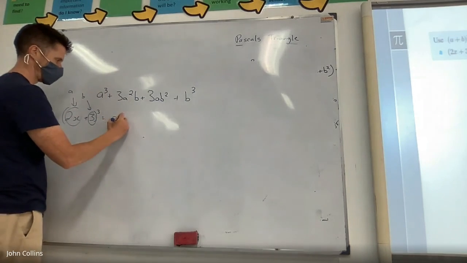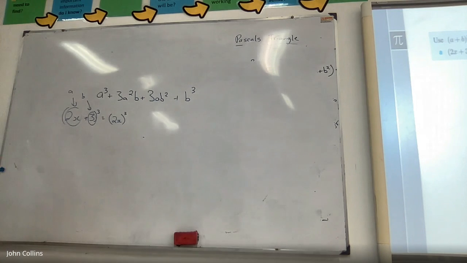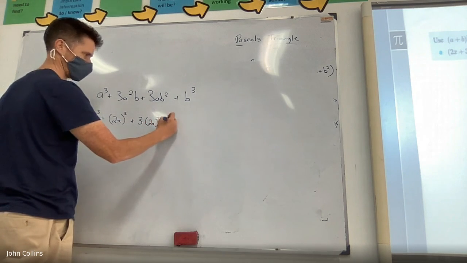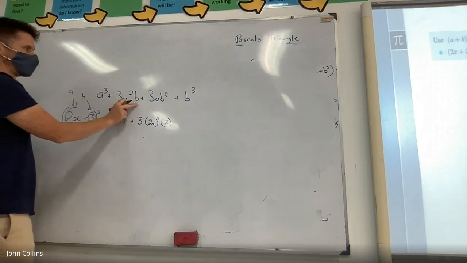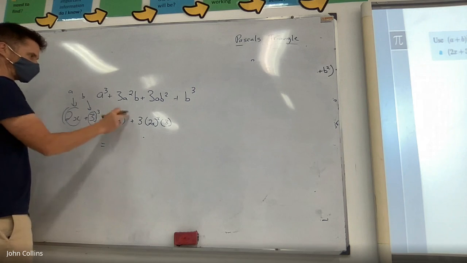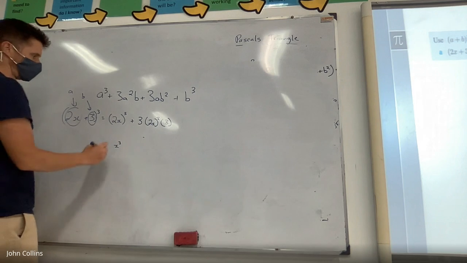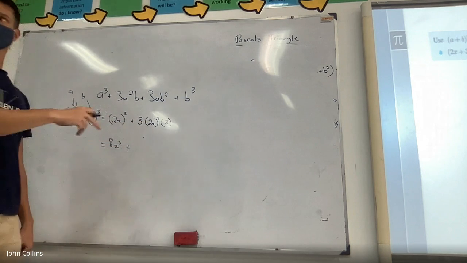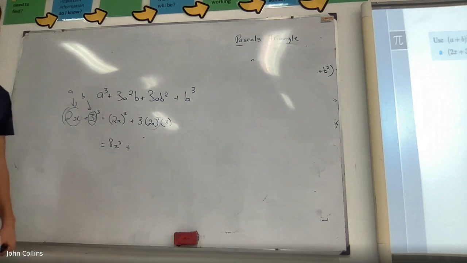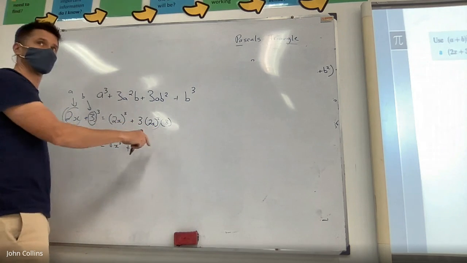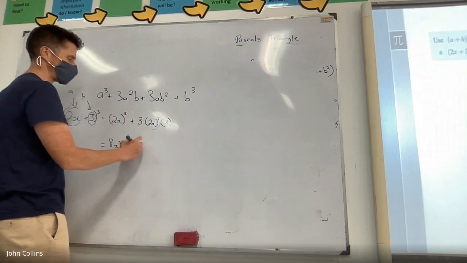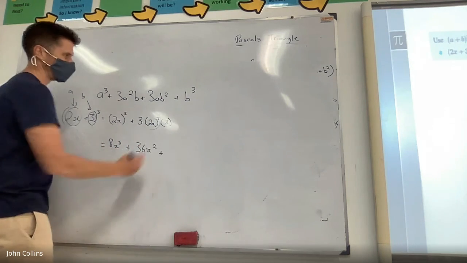So 2x cubed is the first term instead of a cubed. The second term is 3 times 2x squared times 3, a squared times b. We get to the other terms in a second. Let's just do these first. 2x cubed, well, it's going to be x cubed anyway. What's 2 cubed? 8, that's the first term. Plus, order of operations, do the squared first, so that's going to be 4x squared. Times 3, times 3. 4 times 3 is 12, times 3 again, yes, 36x squared. Apply the same thing for the next ones.